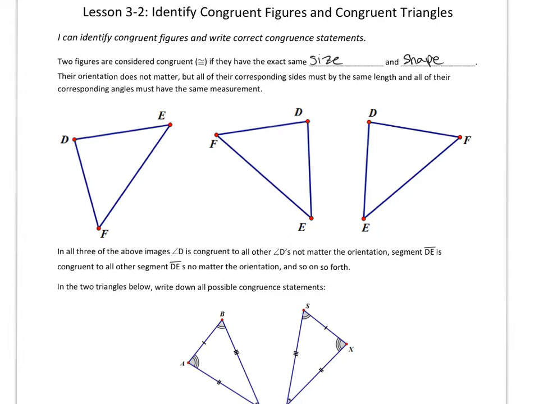So for example, I've got three triangles down here, triangle DEF, and each of these triangles is congruent to the other triangles despite the fact that they're all at weird orientations. So here, all angle D's are congruent and all sides FE are congruent, and so on and so forth. All the DEs are congruent to each other, and all the DFs, angle E's, and angle F's.